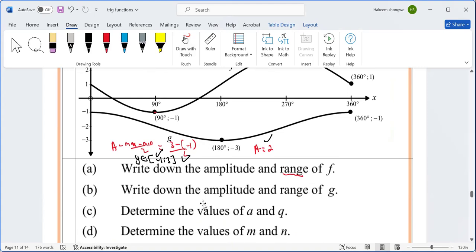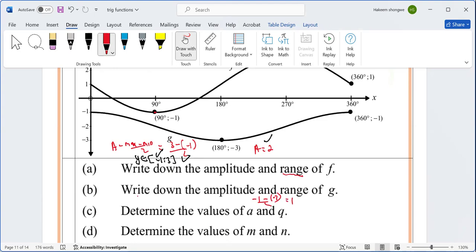Okay, next question. They say, write down the amplitude and the range of g. Specific again. We are looking for g here. What is going to be the amplitude and the range of g? So what is the smallest value for g? It's -3. What is the maximum? So we remember we said bigger one minus the smaller one. We can't say the smaller one minus the bigger one. So you're going to have -1 minus -3 divided by 2, which is going to give us, okay, that's the amplitude.